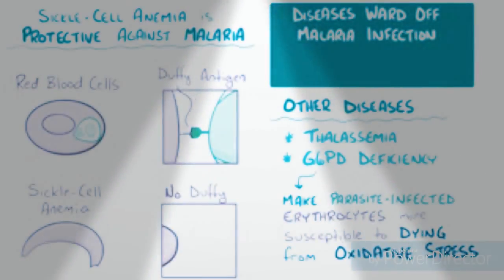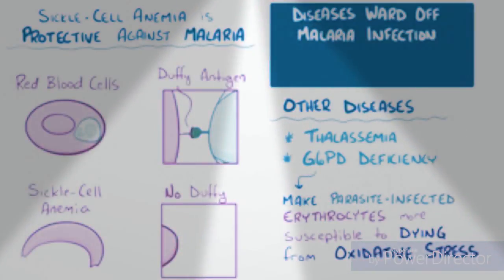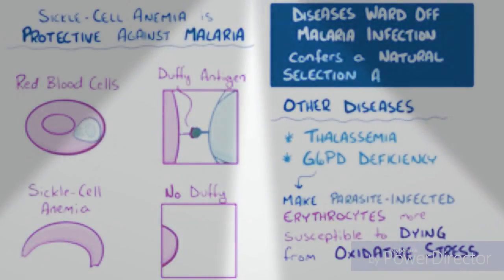In fact, because malaria has historically circulated in Africa, the genes underlying these diseases are thought to have conferred a natural selection advantage and therefore become more common in the genetic pool.